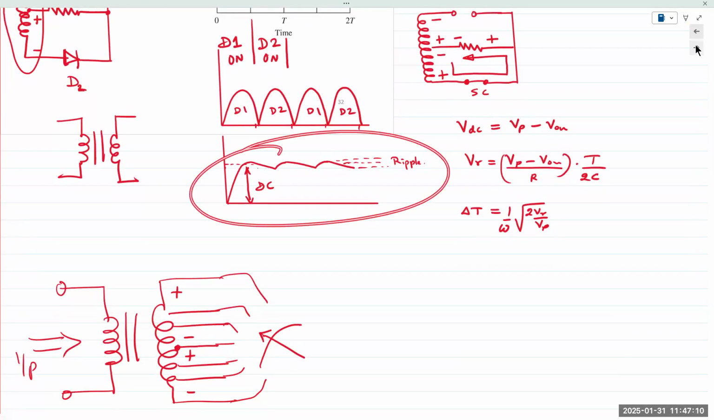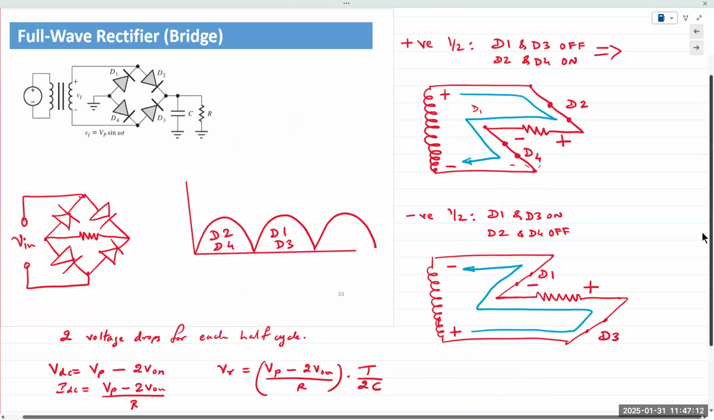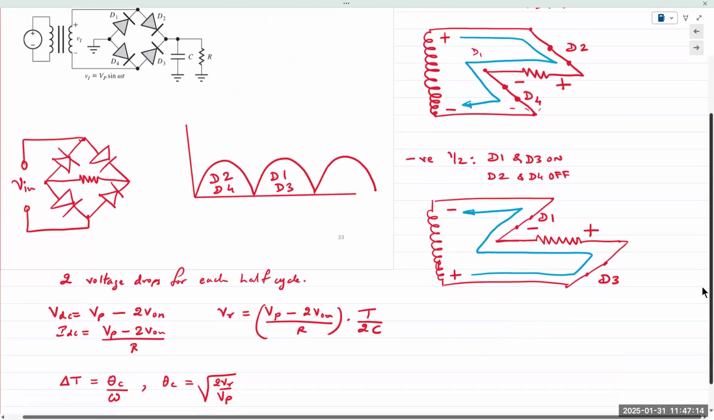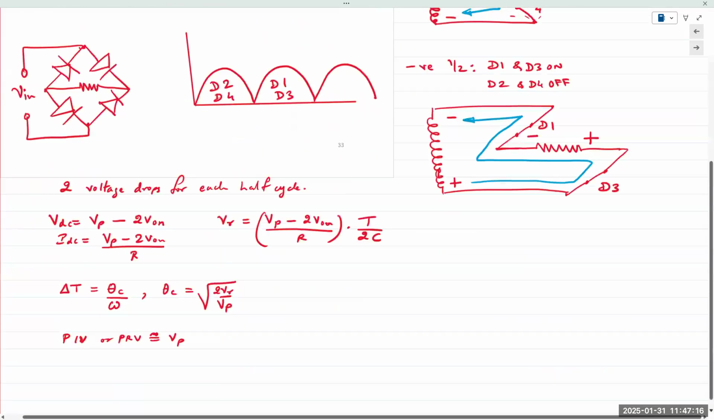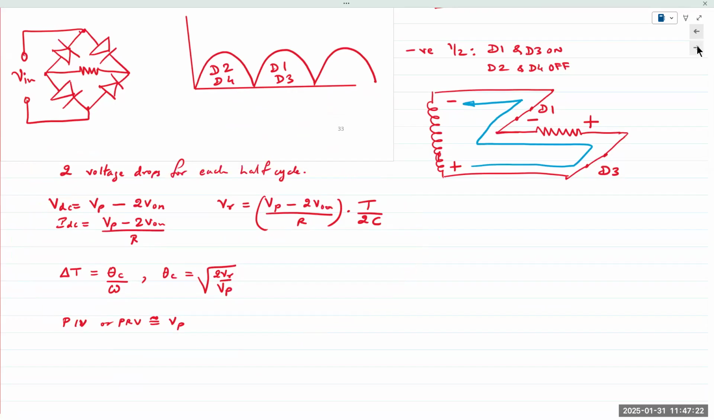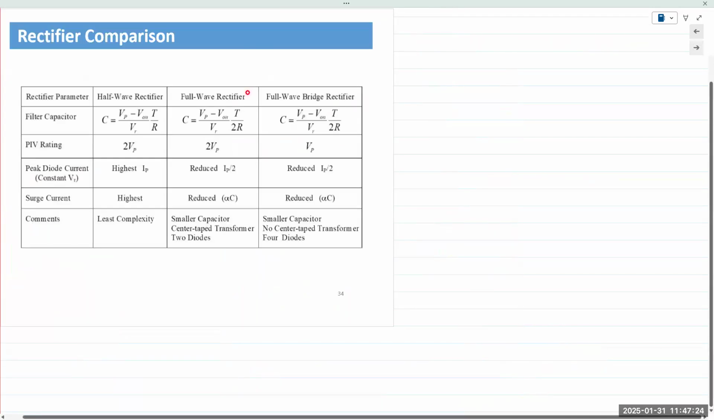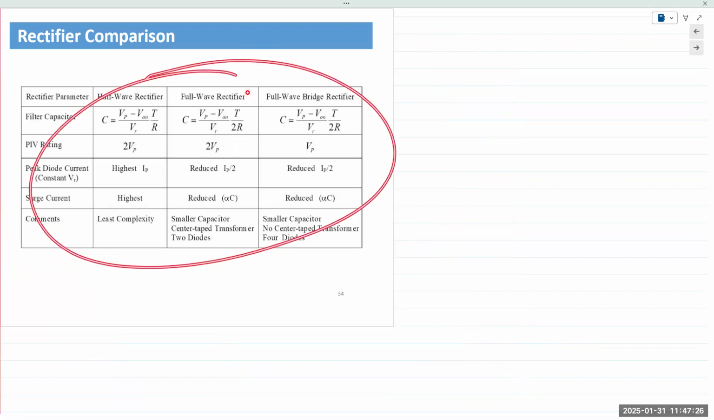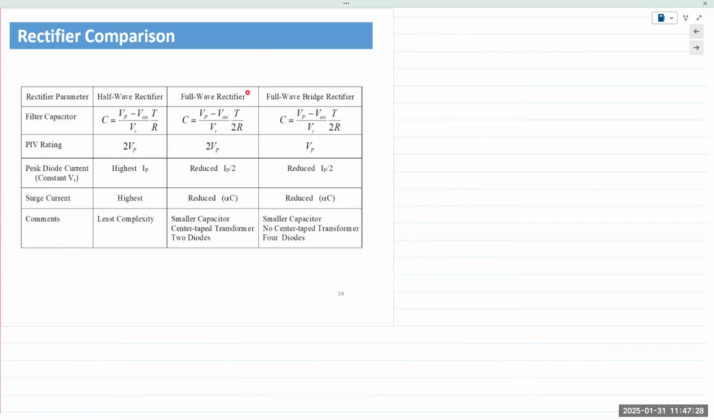Same thing here, and same thing for a full wave rectifier. So all of these equations are there in the book. I have them listed here, and there's also a comparison table that I had for these equations right here. Filter capacitor: Vp minus V on over Vr, and T over 2R.